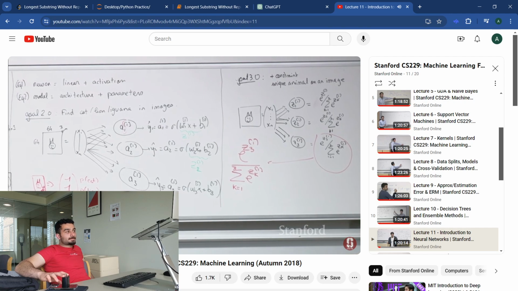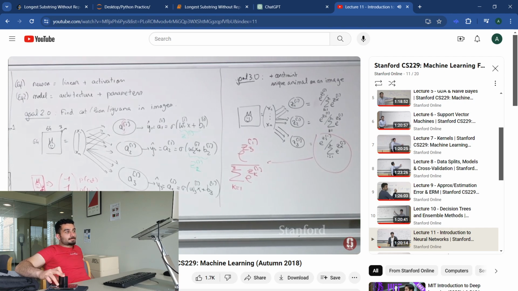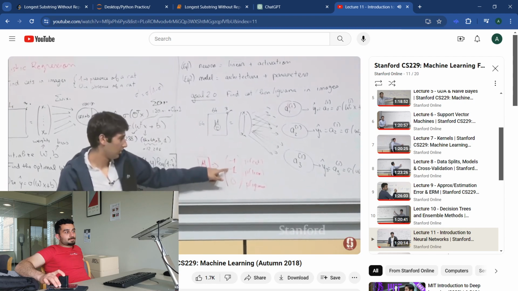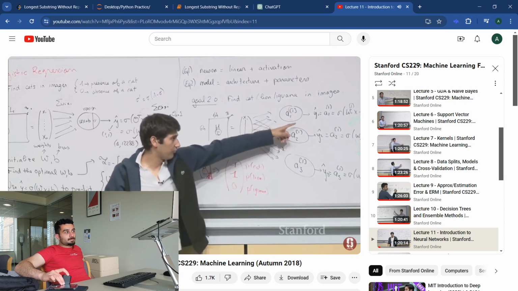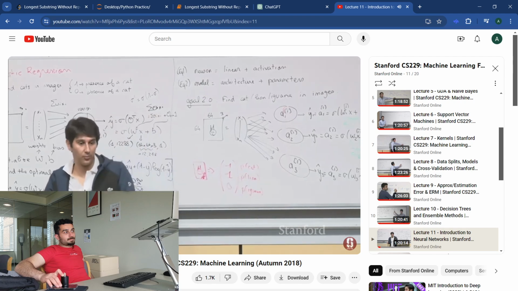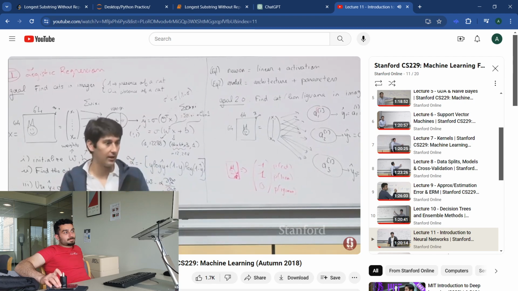Does that make sense? So instead of getting a probabilistic output for each of y hat 1, y hat 2, y hat 3, we will get a probability distribution over all the classes.